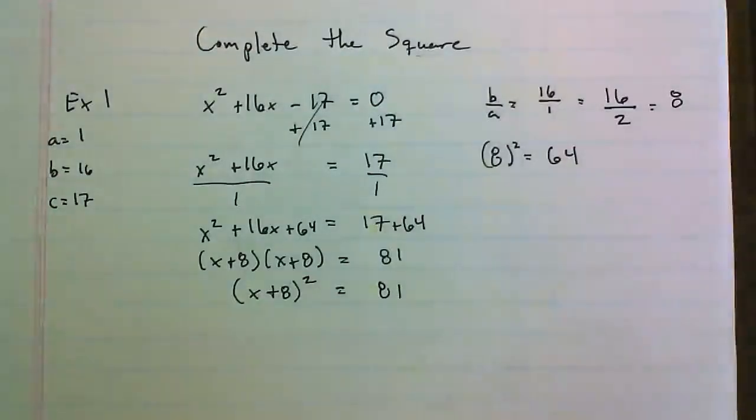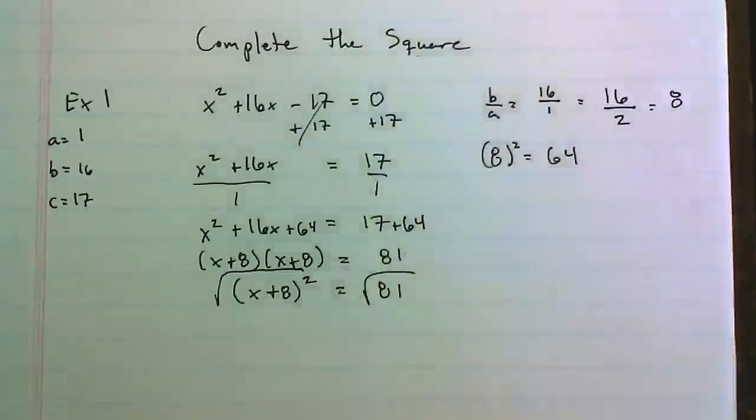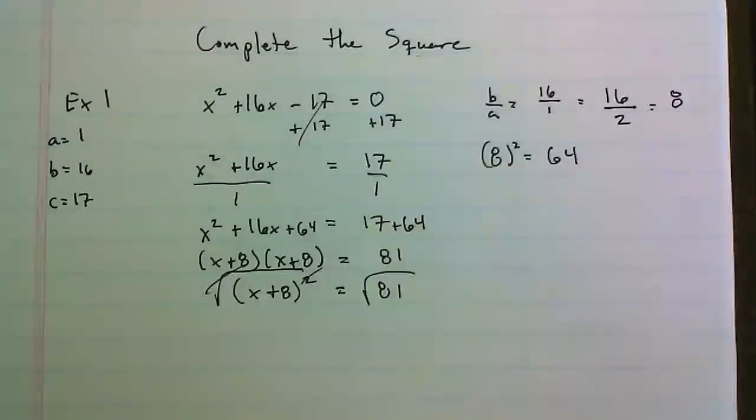So now we clean up the other side. We take 64 plus 17, and we get 81.